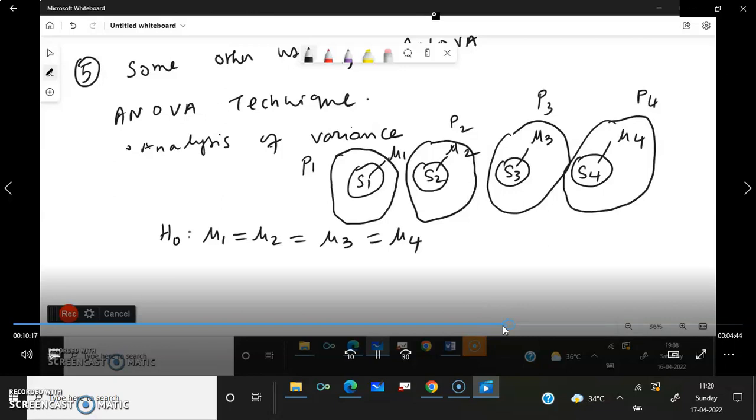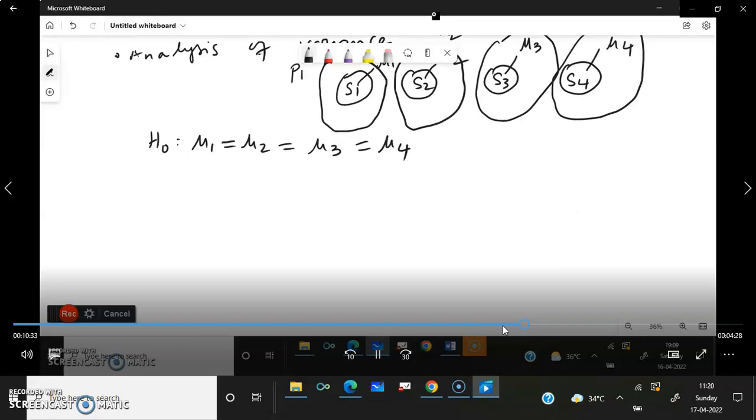The ANOVA technique enables us to perform this test simultaneously, and as such, it is considered an important tool in the hands of the researcher. Using this technique, one can draw inferences about whether the samples have been drawn from populations having the same mean. So, you are drawing samples from populations, and those populations' means are one and the same. That is what we are checking.